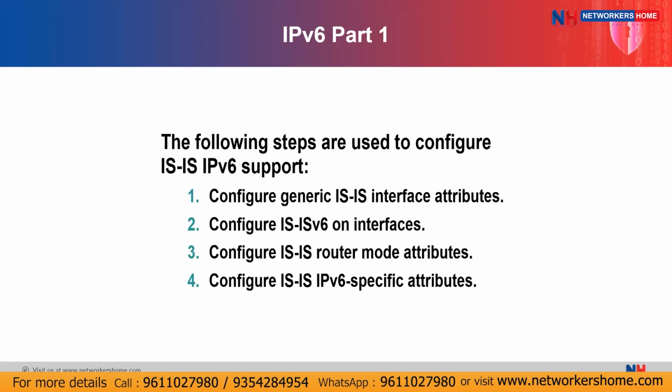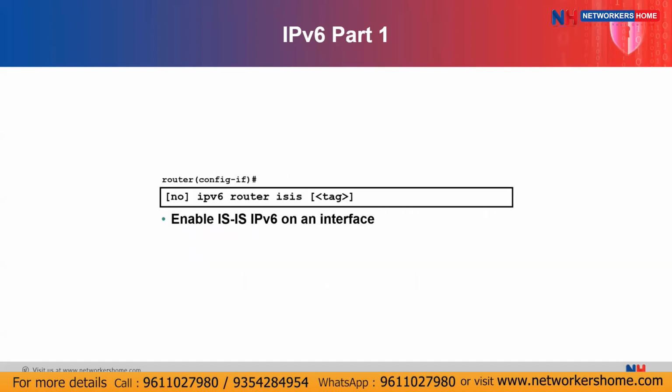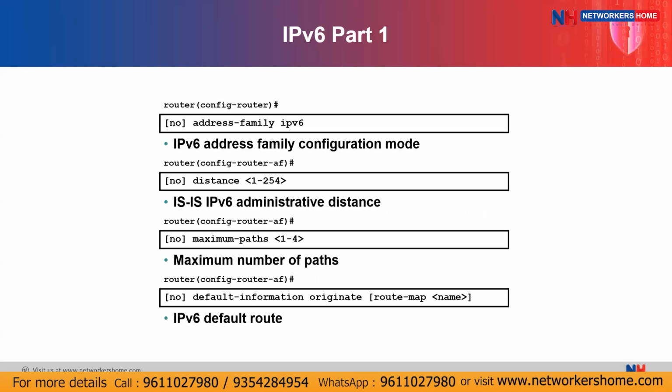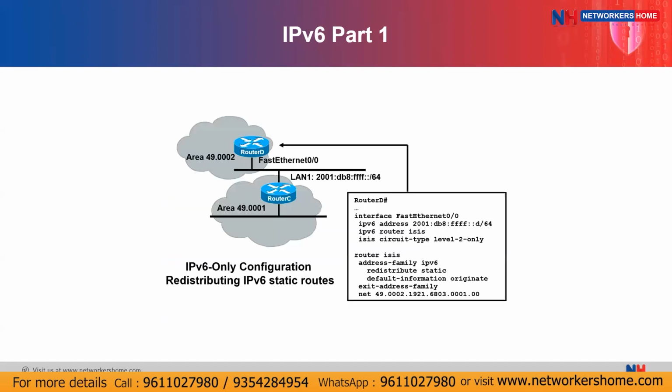Because first we decide what the NSAP address is and what the IS-IS type we want to initiate. So on the global mode, IPv6 router IS-IS, if we want, we can use a name, otherwise it's fine. And then address family IPv6, maximum path, default information originate, multiple options we have. Administrative distance we can set, practically it is 115. Maximum path we can decide, that is 1 to 4, and the IPv6 default route.